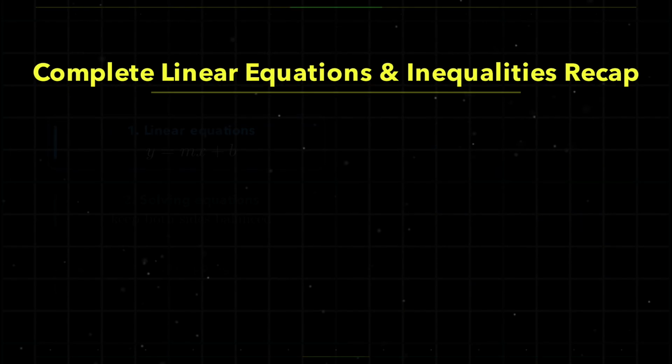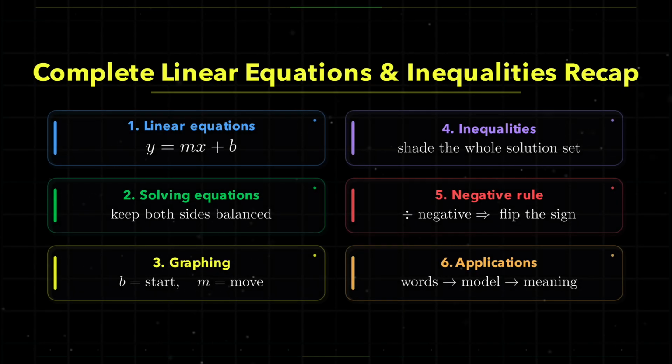Let's recap the full lesson. A linear equation describes constant change. The most common form is y equals mx plus b. In that equation, b is the starting value. On a graph, b is the y-intercept. The slope m tells us how the line changes. It compares vertical change to horizontal change.